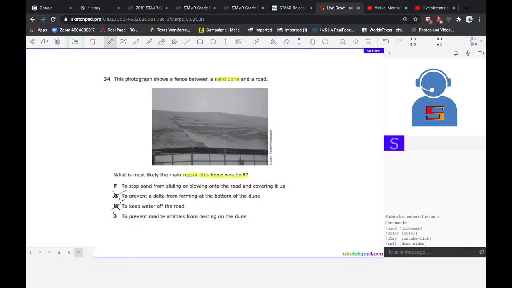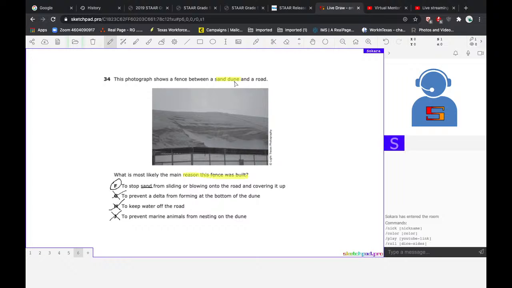So again, answers such as these are kind of obvious answers. Usually there's one of them on each question. Try to eliminate those first and focus on the other ones, all right? Again, to keep water off the road and to prevent a delta forming, both those answer choices have to do with rivers and water, and this is a sand dune. And this answer choice even has the keyword sand in it, all right? So that's really important. That kind of hints you to the right answer. So option choice F is the correct answer.